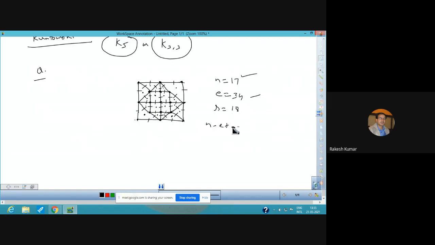So n minus e plus r. Let us check. 17 minus 34 plus 18, and it comes out to be 1. It means a little mistake is there. One outer region has not been counted. So regions are 19. The outer region we have not counted yet. Include the outer region also. So this comes out to be 17 minus 34 plus 19, so this comes out to be 2. So Euler's formula has been justified for this.